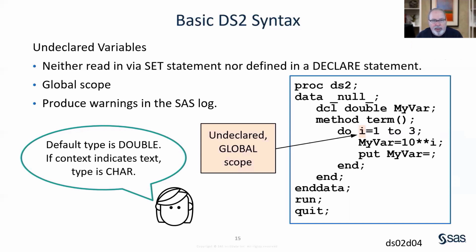If the program cannot tell from the context what type of variable it should be, it will make it a double precision numeric by default, just as it would have in a Base SAS data step. If the context indicates that there should be a character variable, it will be a fixed width character, again, much like would have happened in a Base SAS data step.